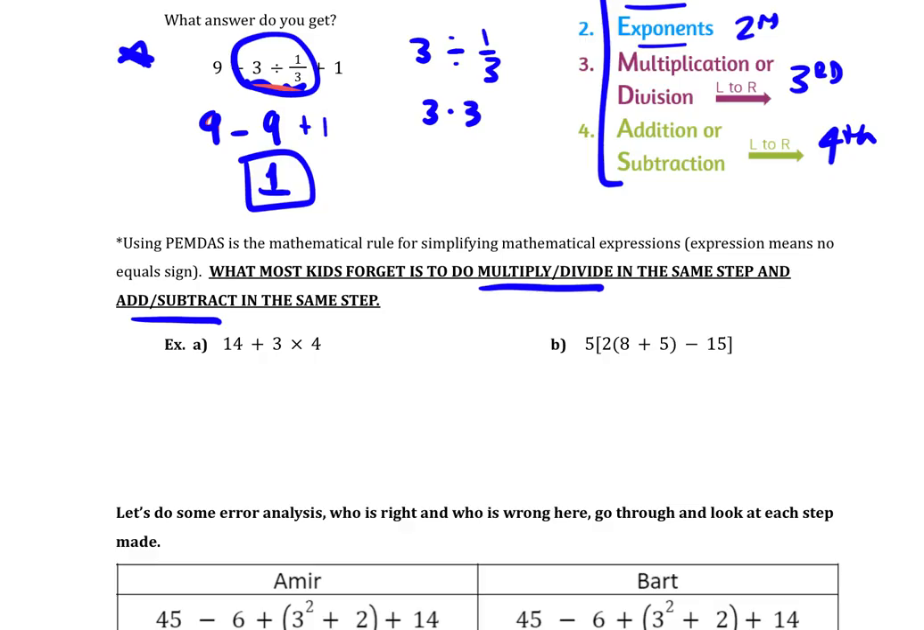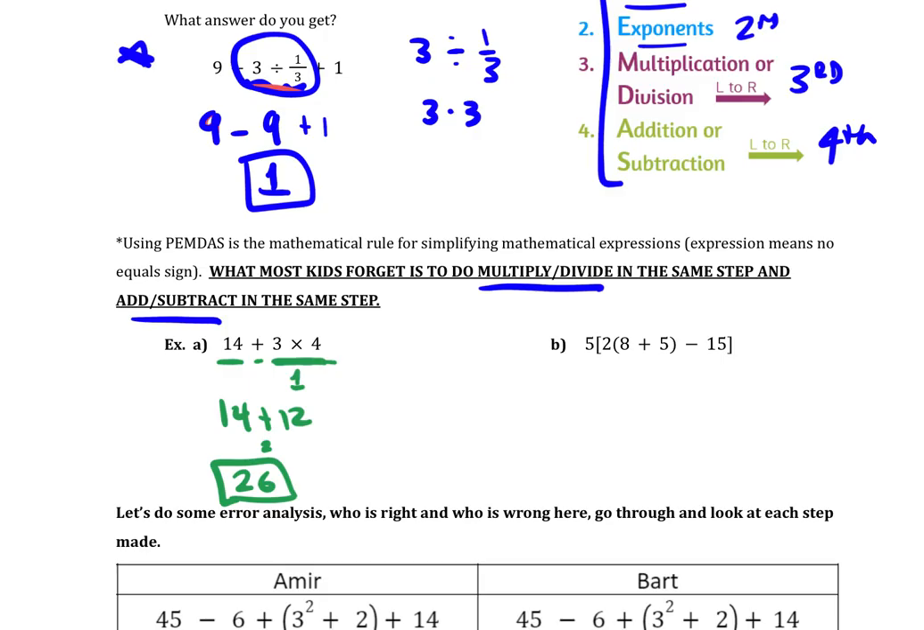Let's take a look down here. So if I look at this first example, 14 plus 3 times 4. So now, no parentheses, no exponents. My multiplication goes first, so I do this step first. So it's going to be 14 plus 12. Then the only operation left is addition, so I do that second. So my final answer is going to be 26.